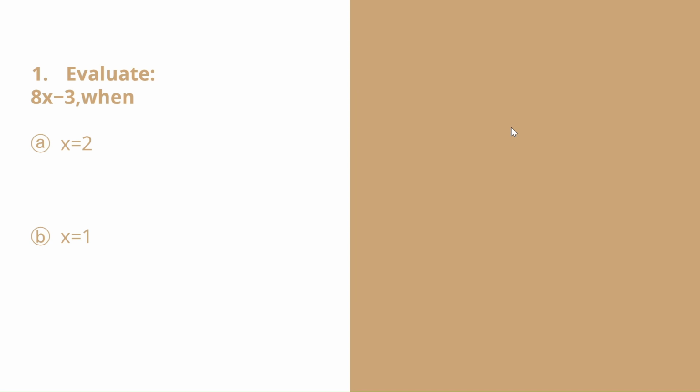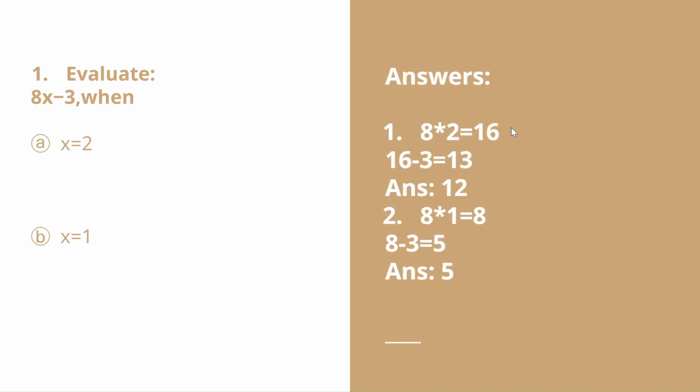Okay, I think time's up. The answer will be x times 2 equals 16, and 16 minus 3 equals 12. Sorry, this answer should be 13, not 12. And x times 1 equals 8. x minus 3 equals 5.